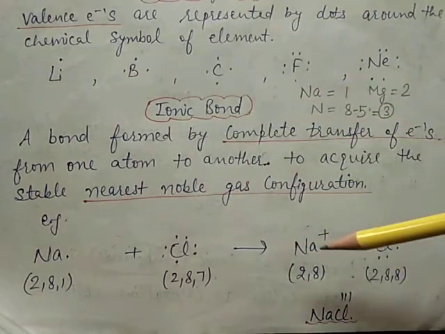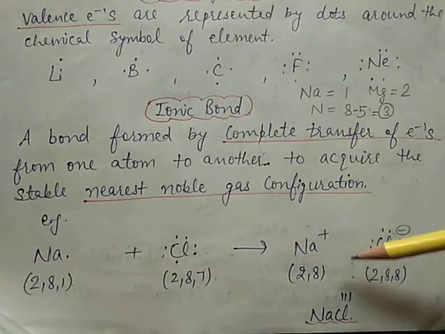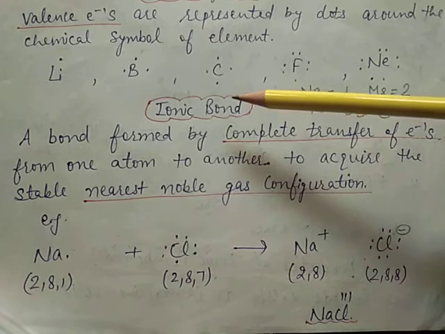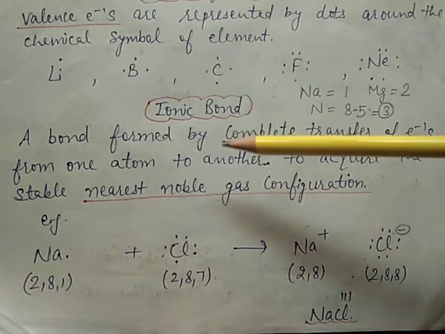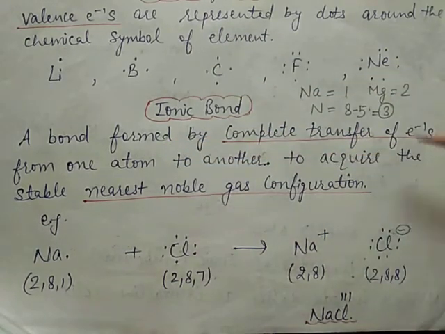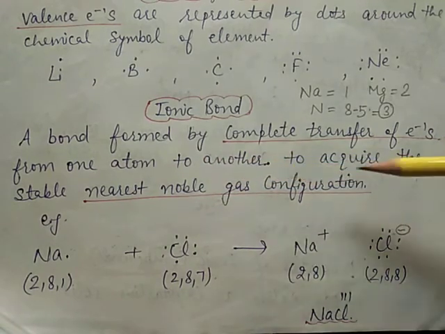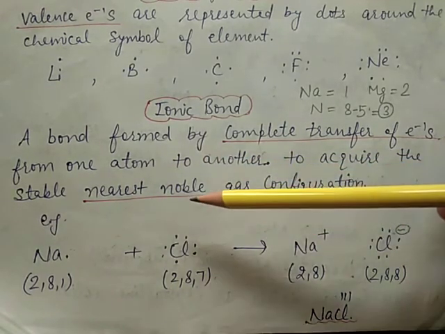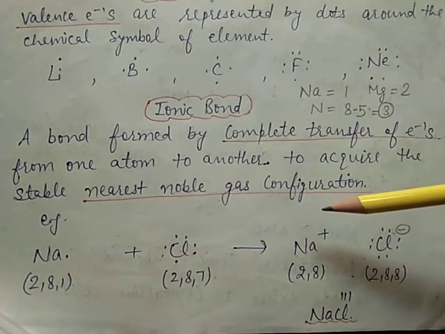So the bond formed between these ions is called an ionic bond. It means the bond formed by the complete transfer of electrons from one atom to another to acquire the stable nearest noble gas configuration.